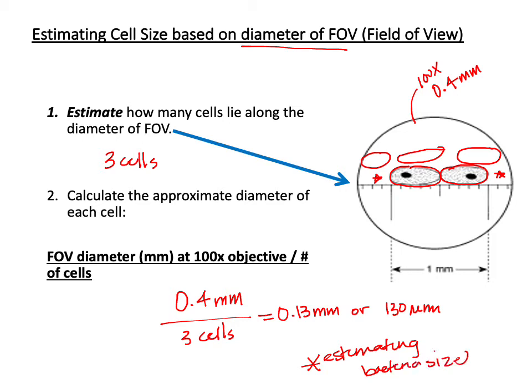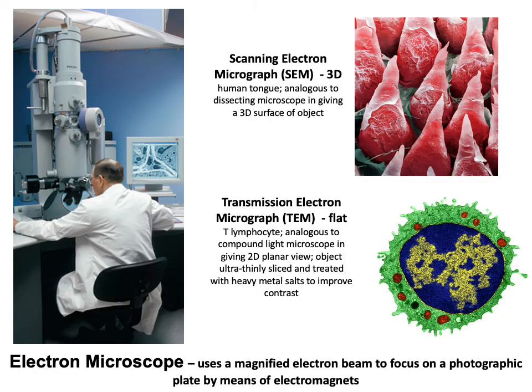For the majority of lab, what you're actually going to be doing is physically calculating cell and organelle size. And to do that, you're going to be looking at electron micrographs. So we've talked briefly about electron microscopes in our first microscope lab together.